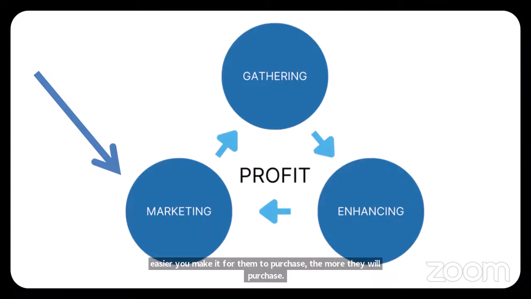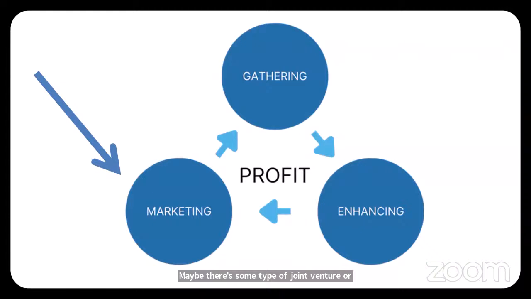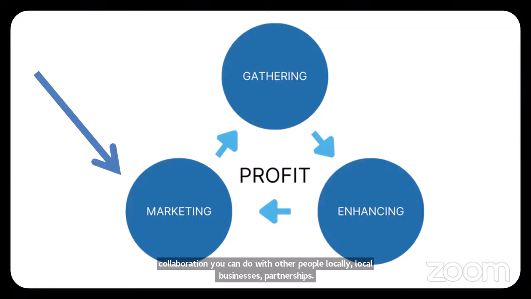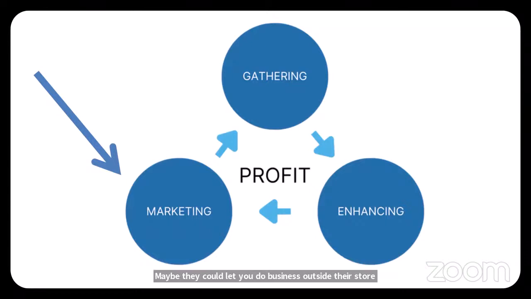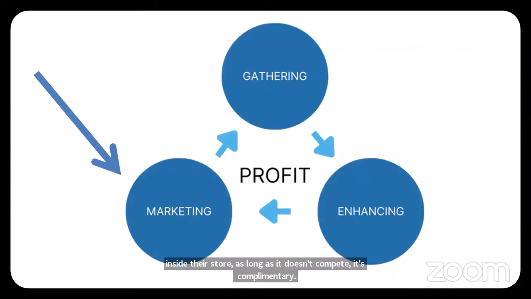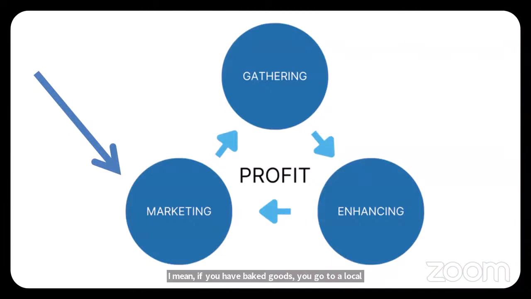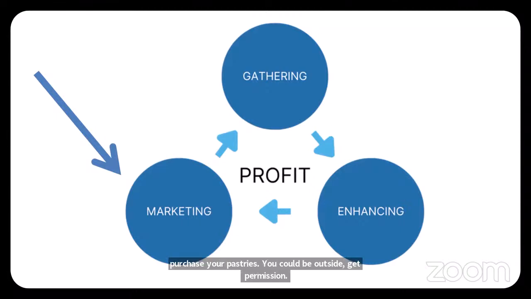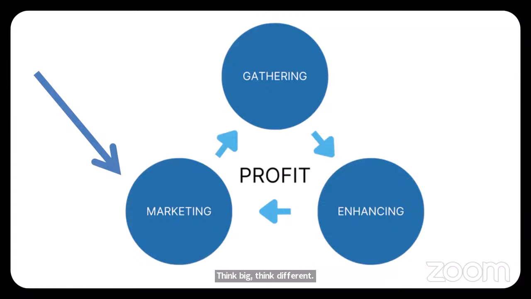Maybe there's some type of joint venture or collaboration you can do with other people locally, local businesses, partnerships. Maybe they can let you do business outside their store, inside their store, as long as it doesn't compete, it's complementary. I mean, if you have baked goods, you go to a local coffee shop and you can go inside, or you could have them purchase your pastries. You could be outside, get permission, offer discounts to customers who purchase both. Think big, think different. Who could you joint venture with? Again, this is someone you're not competing with. This is somebody you're collaborating with. It's a win-win for both of you.